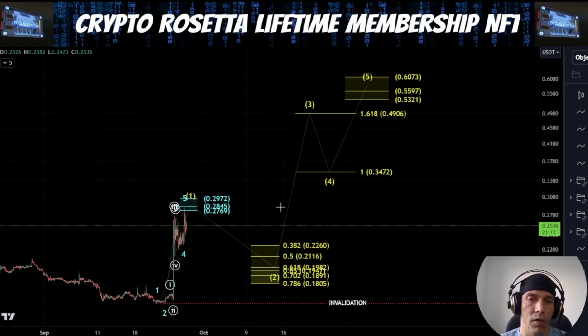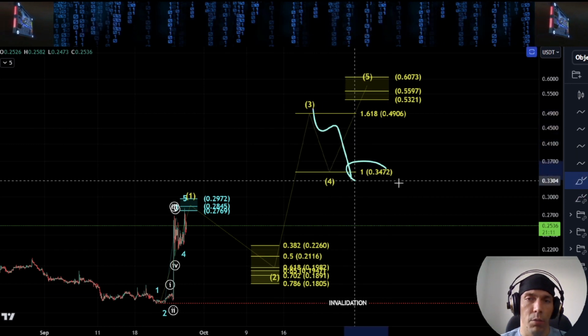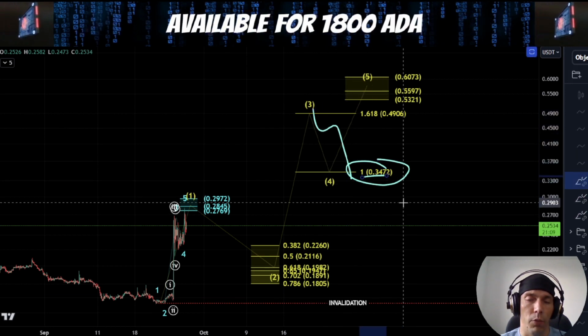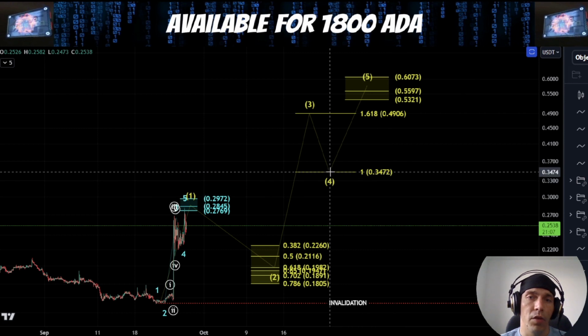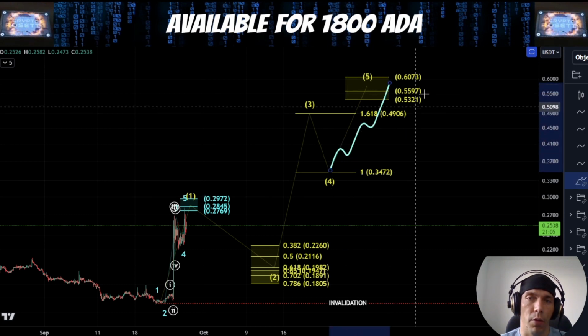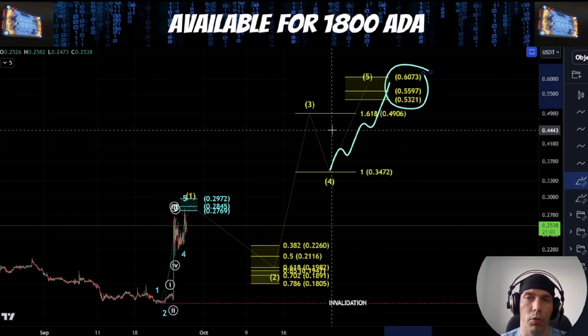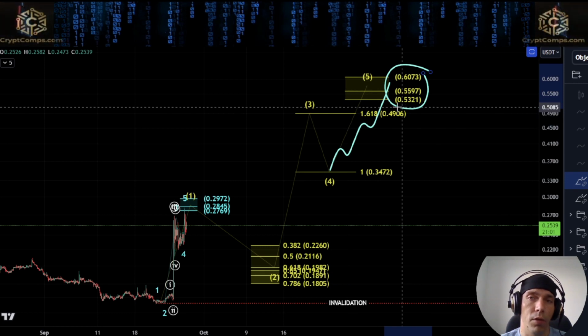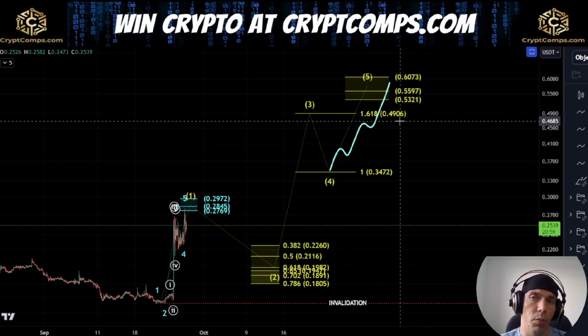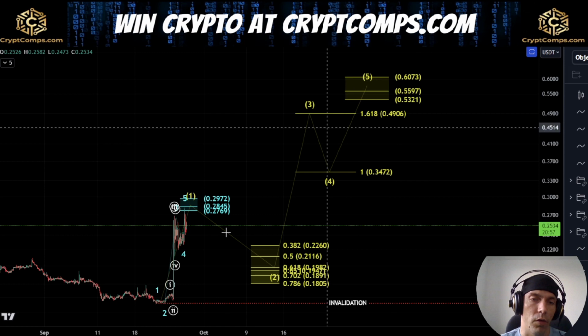If we do see 3 waves back to the downside and we see this 1-to-1 level, this 34.72, get hit, then potentially what we could see is another 5-wave structure looking to push us up towards the 60.73 to this 53.21. So this would be our bullish case, where we're looking at this as a 5-wave move.